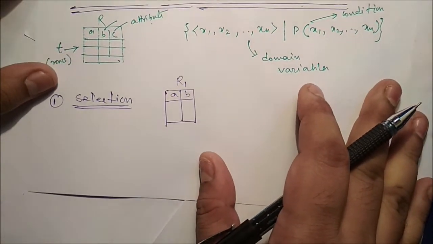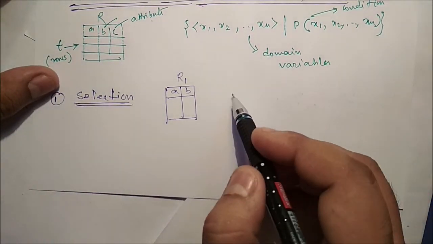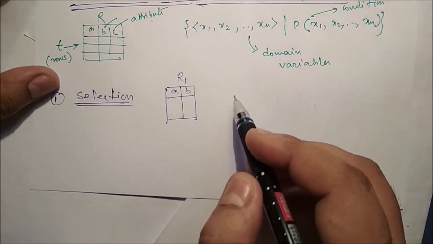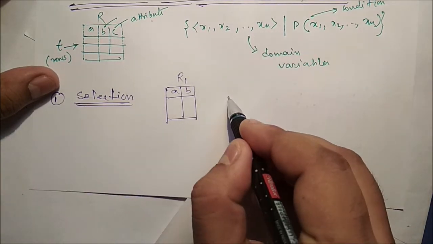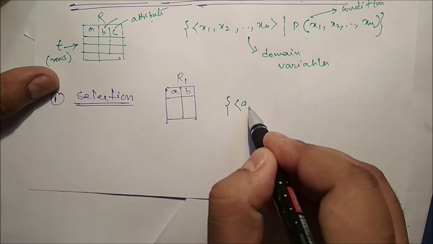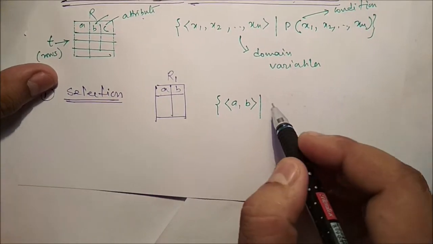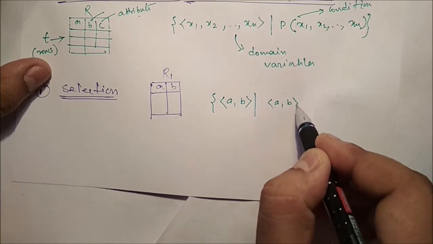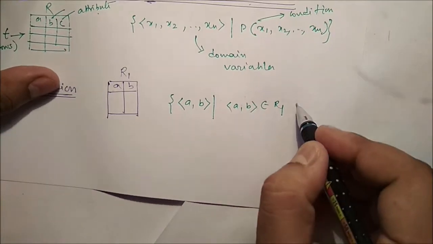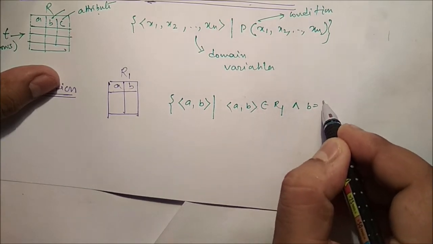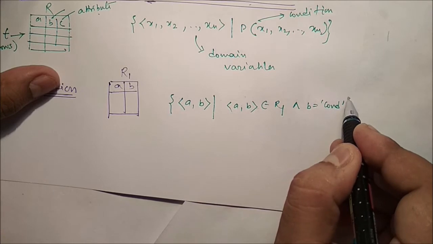The first one is the selection operation. The general format is very simple. Say R1 is there and we need A and B, where A and B belong to R1, and we can write a condition, such as B equal to some value.